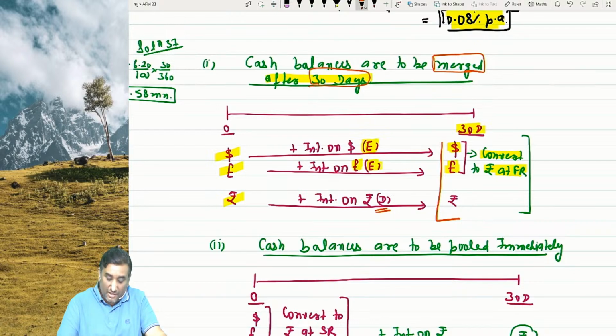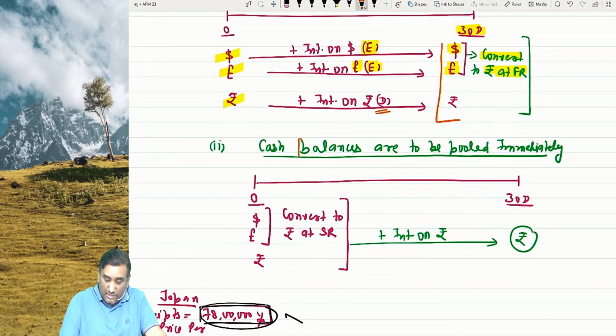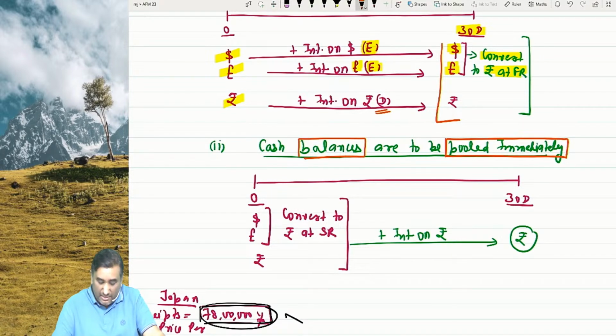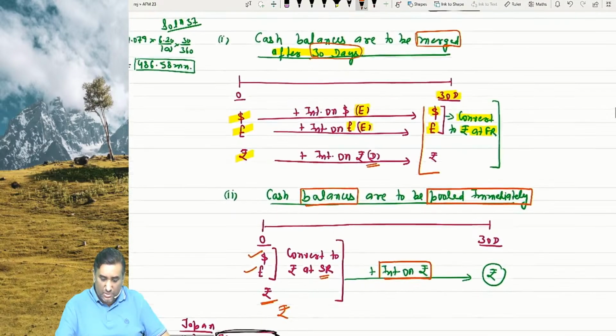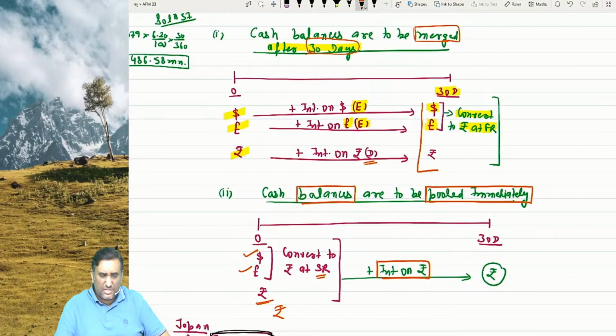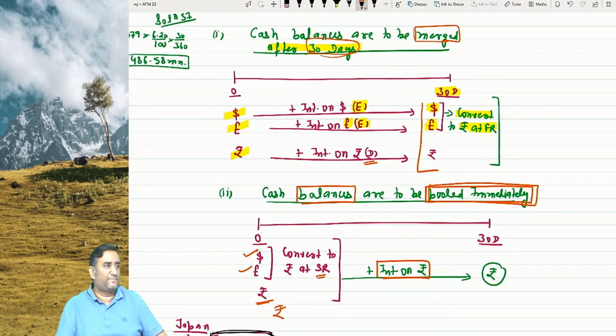That's one part. The second part is cash balances are to be pulled immediately. Dollar and pound are asked to come to rupee at the spot rate. All three will become rupee, and then interest on rupee. If it's a deficit, you make the payment of the borrowing charges. If it's a positive balance, you earn on this. The two objectives of the question were cash balances are to be merged after 30 days' time, that's one part, and the second part is or cash balances are to be pulled immediately. That was the objective.